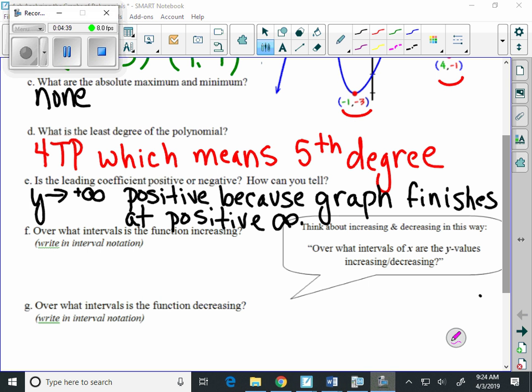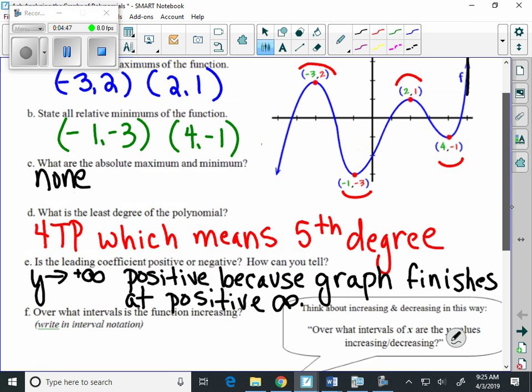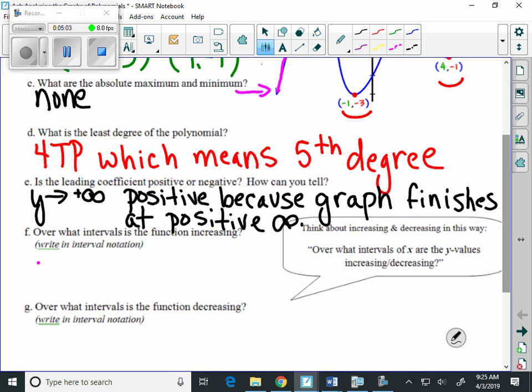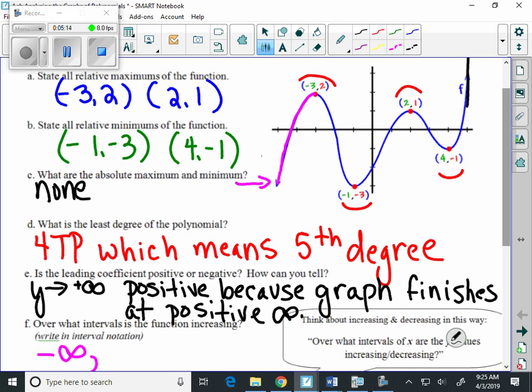Over what intervals is the function increasing? And we're going to write this in interval notation. And when we start looking at our graph, we're going to start over here to the left. And what happens is we go up, up, up. So up is going to be an increasing feature. And we're going to start at negative infinity. That's going to be negative infinity to the far left. And then we're going to go to the x value of our point here at the very top. And our x value at that point up here is going to be -3.